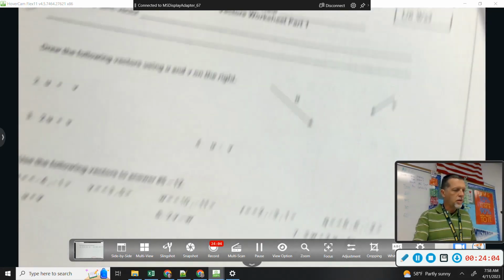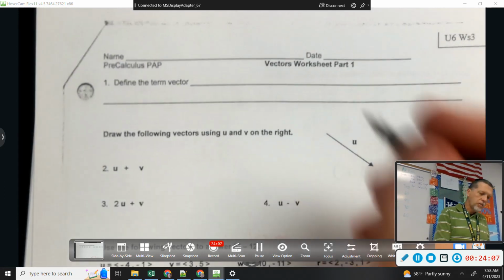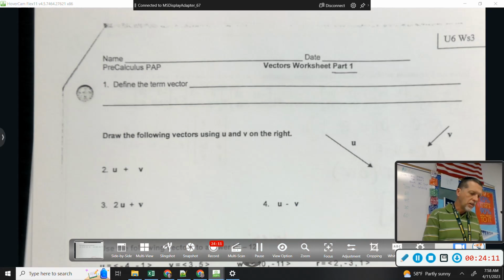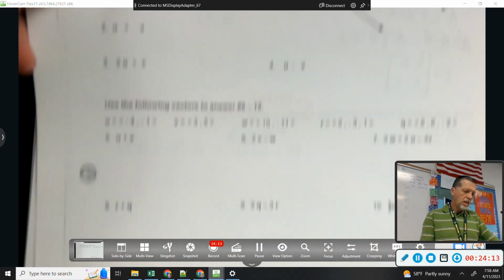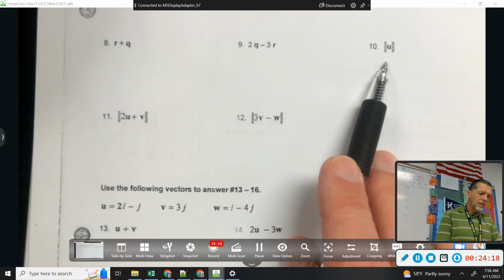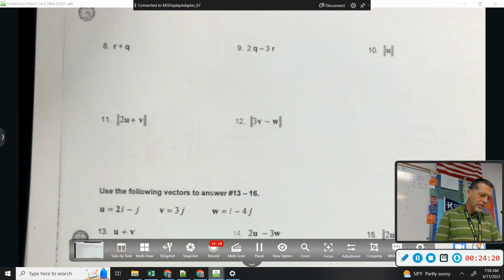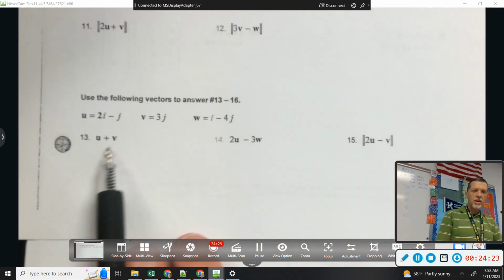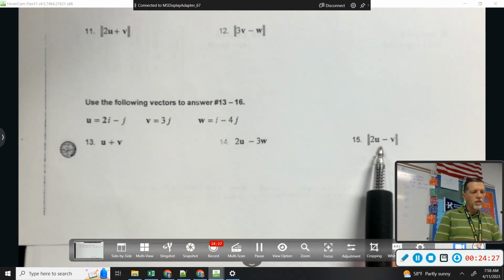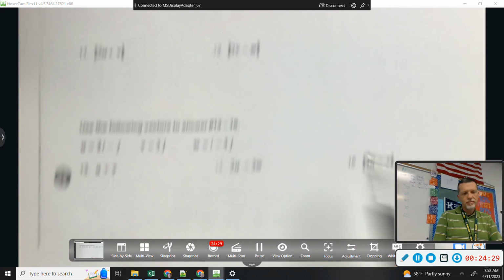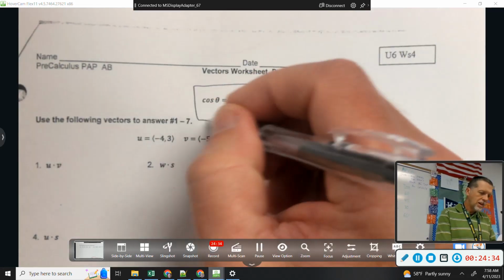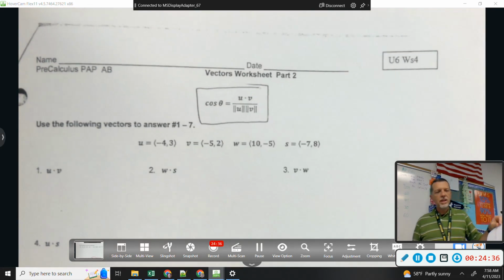It is just one page. Vectors worksheet, part 1. Define the term. We did that already. A few drawing, a few with math. But again, be careful because you got lengths, you got vectors, you got lengths of vectors. And then kind of the same thing down here. Vectors, vectors, lengths of vectors. So not hard, but do be careful. Tomorrow we'll add in one new formula, and then we'll be done with this unit.